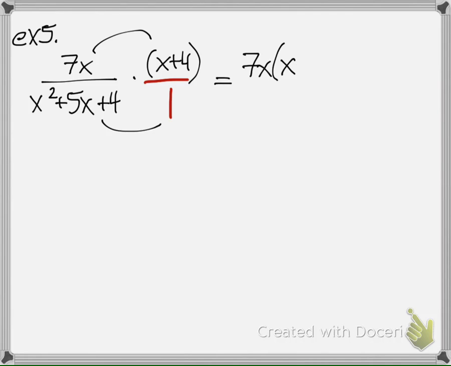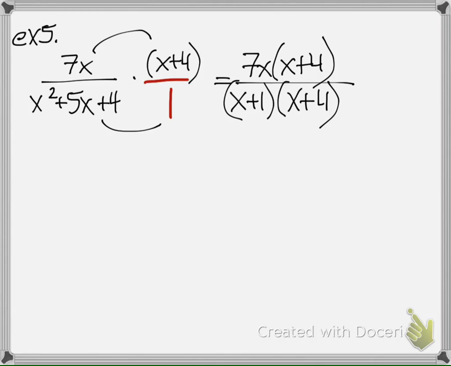Right now the numerator is fully factored. Your denominator can be factored. You get x plus 1 times x plus 4. I could cancel out something from the numerator and something from the denominator, and that just gives me 7x over x plus 1, and that's your final answer.